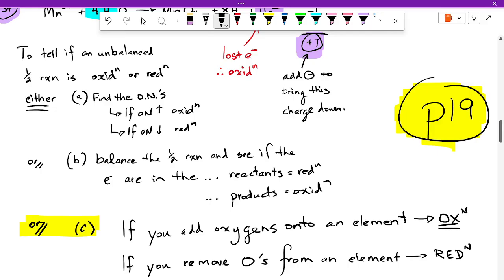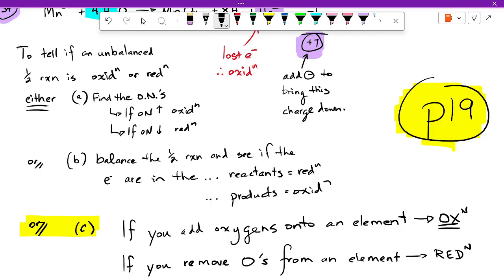So last day we said, if you want to find if an unbalanced half reaction is oxidation or reduction, you find the oxidation numbers. If the oxidation number goes up, it's oxidation. If it goes down, it is reduction. Or you can balance the half reaction and see whether the electrons are in the reactants, in which case it is reduction, or if they're in the products, it is oxidation.